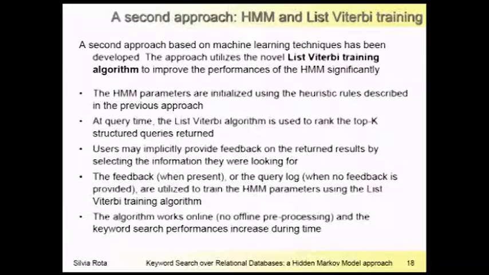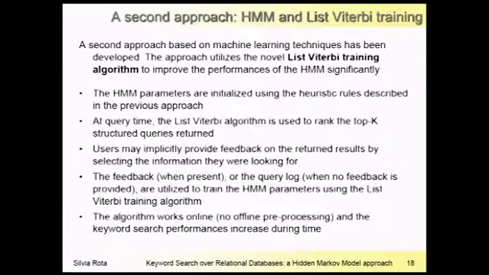So after we modeled with the hidden Markov model, we use the hidden Markov model to find the best mapping between the keywords and the element. How do we do this? We use the list Viterbi algorithm, that is an extension of the well-known Viterbi algorithm, to find the top K structural queries that best match our keyword query.